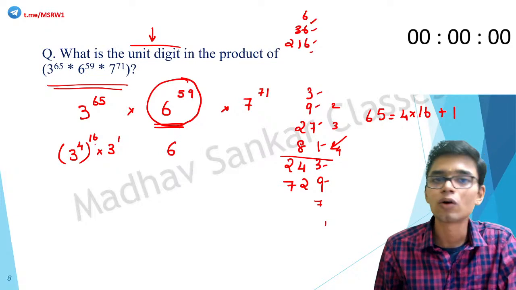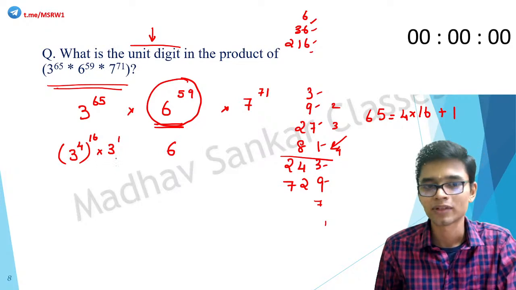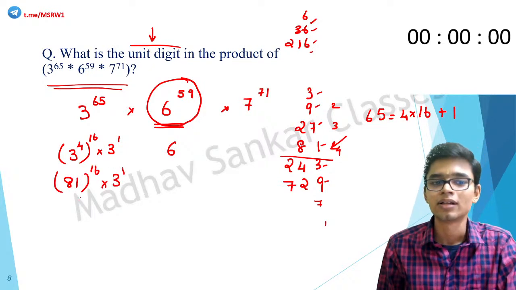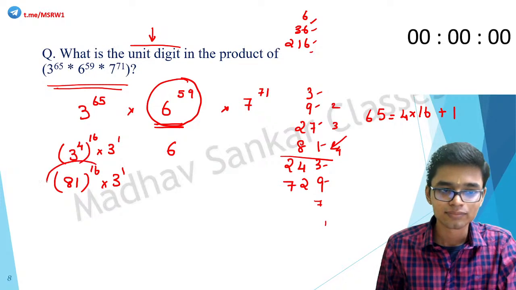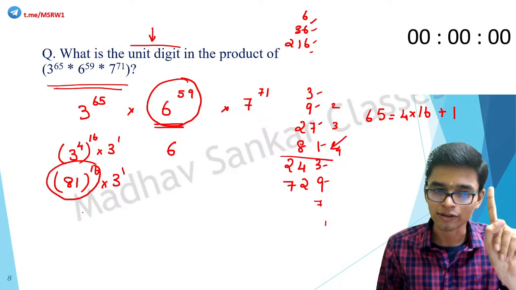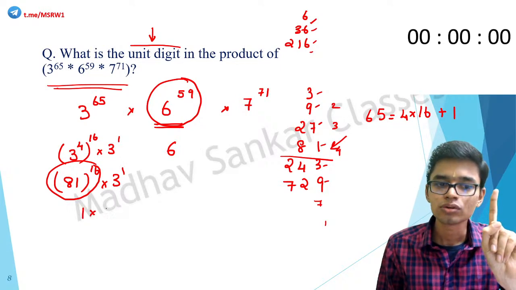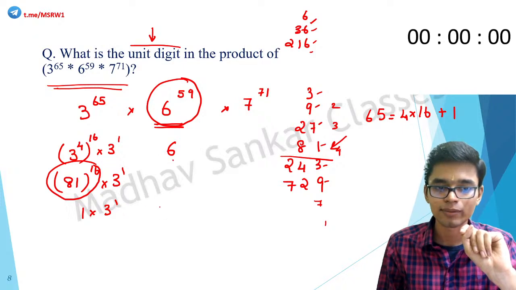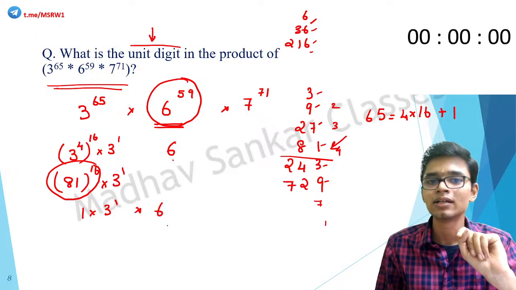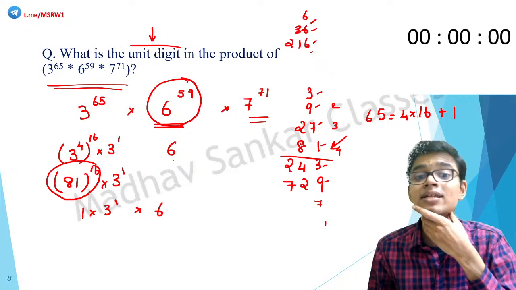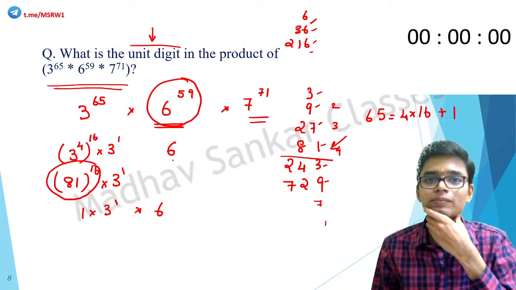So 3 raised to 4, the whole raised to 16, into 3 raised to 1. 3 raised to 4 is 81, the whole raised to 16, into 3 to the power 1. So for this term, 81 raised to 16, the unit digit will be 1, into 3 raised to 1. And we have the 6 from here, so I am directly putting it here. And now we have to find 7 raised to 71. What is the unit digit in 7 raised to 71?